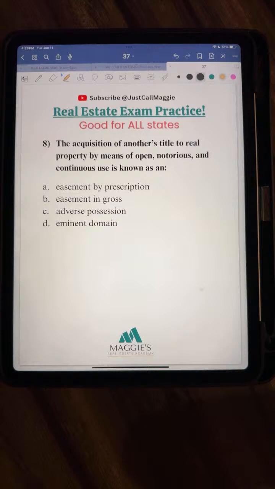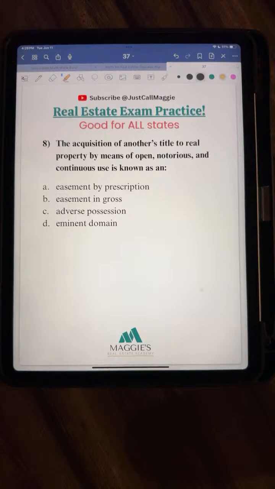Number 8 says, the acquisition of another's title to real property by means of open, notorious, and continuous use is known as an easement by prescription, an easement in gross, adverse possession, or eminent domain. Let me know what you guys think the answer is here. This is a very common type of question you may see on the exam. We are talking about vocabulary here.